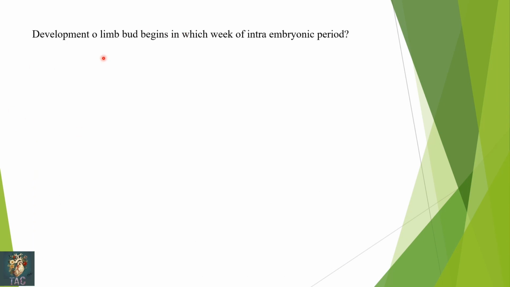Next is, development of the limb buds begins in which week of the intra-embryonic period? Very typical question: either 2nd week, 3rd week, 4th week, 5th week or the 6th week. So the correct option is the 4th week in which the limb buds appear, and this is the answer.